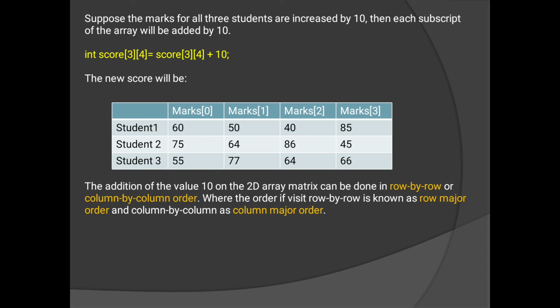And if you are searching for the value 75, since it is in the second row, it will be row 1, so 1 0. And if it is 64, it will be 1 1, like that. So first the row and then the column, in this row major order format.